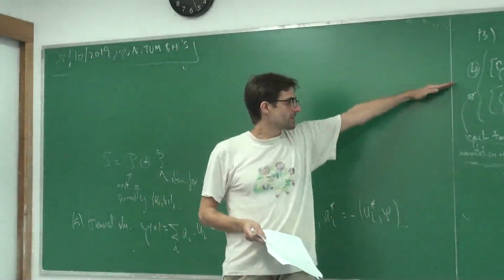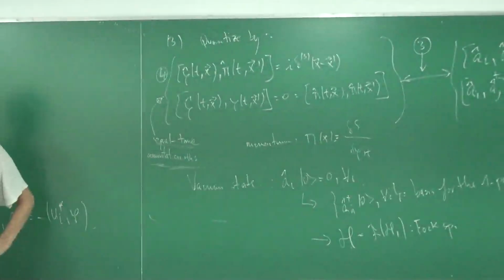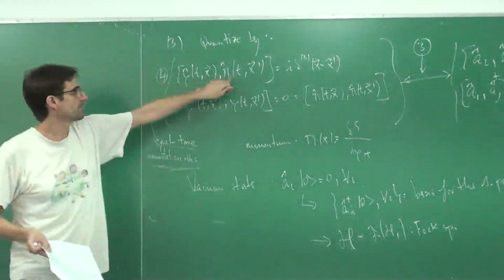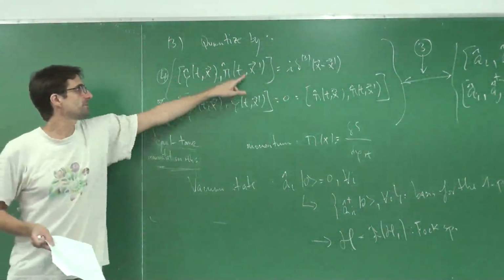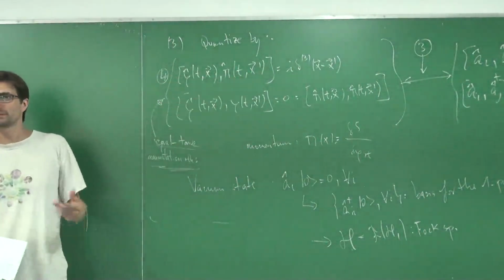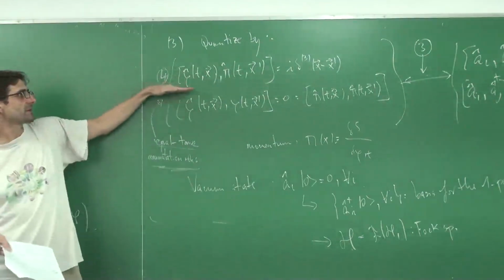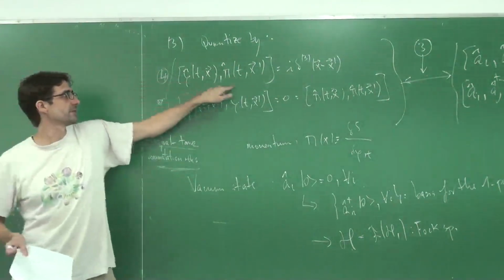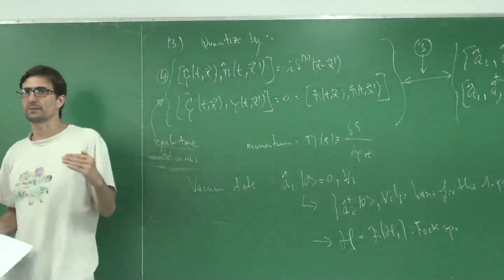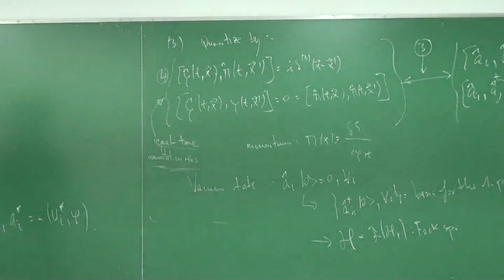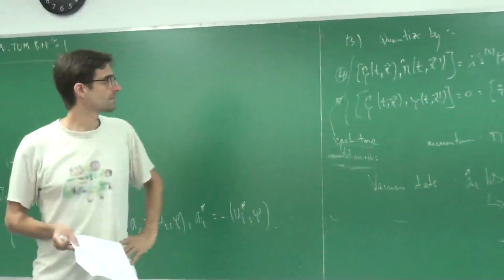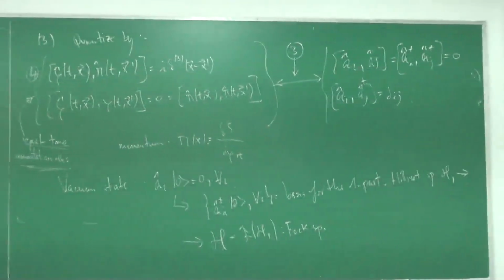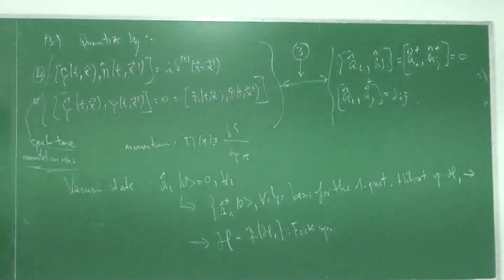So I have a question. Say that you impose these equal time commutation relations, equal time because the times are the same in both phi and pi, with different spatial coordinates at the same time. If this equality is satisfied at a certain time, is it satisfied at all times? That's not a trivial question.